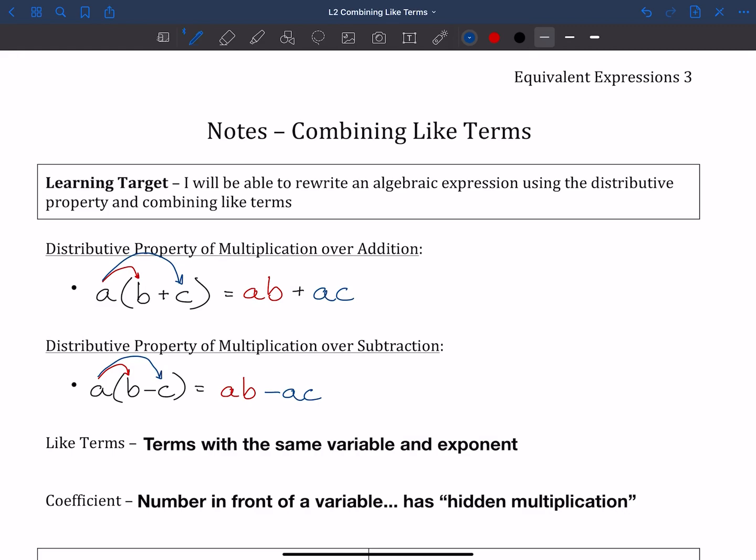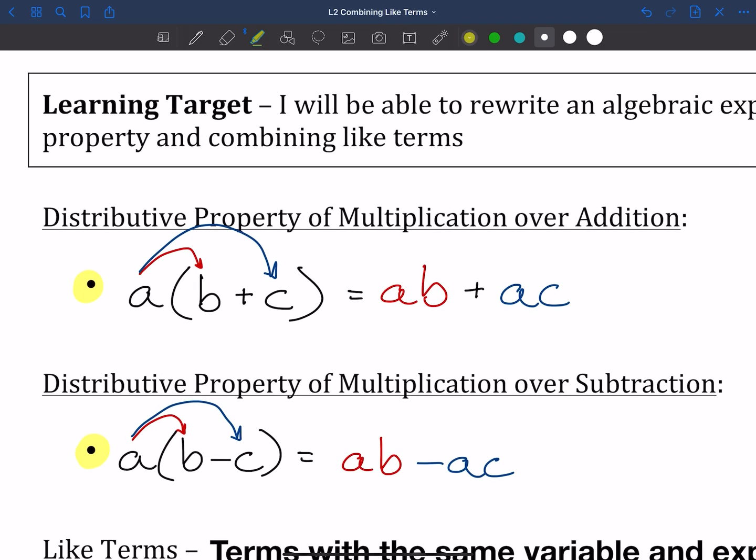All right, so second lesson, what we're going to talk about today is combining like terms. We already talked about the distributive property. We've got the two ways that we talked about distributive property right up here at the top: the distributive property over addition and then over subtraction. Really all that's going on with those is that we're taking whatever's on the outside of some parentheses and distributing it, like putting it out to each thing on the inside.